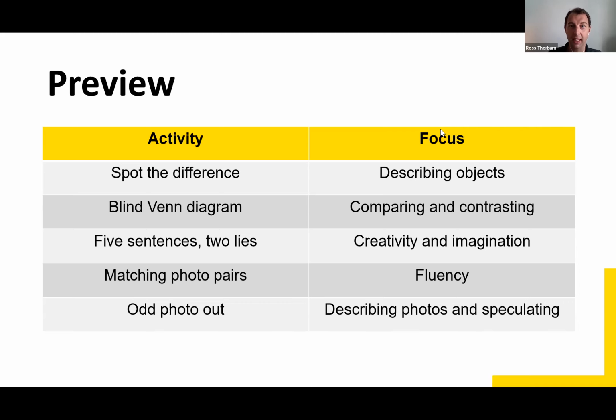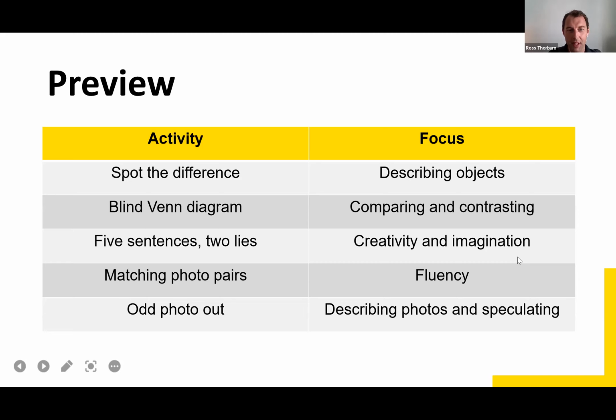You can change what they're describing depending on what you want to get the student, what language you want the students to practice. We'll do what I call a blind Venn diagram. I'm sure you're all familiar with a Venn diagram. We've got 2 circles that go over each other to compare and contrast something. We'll use a Venn diagram to compare 2 photos and contrast them.